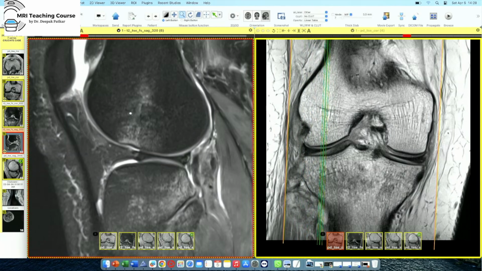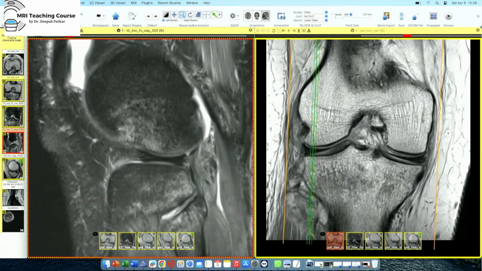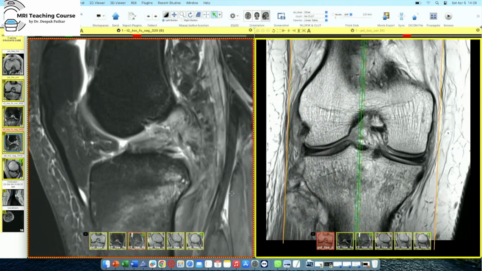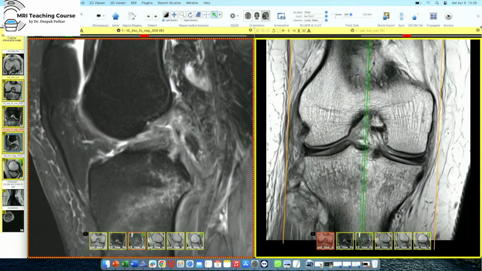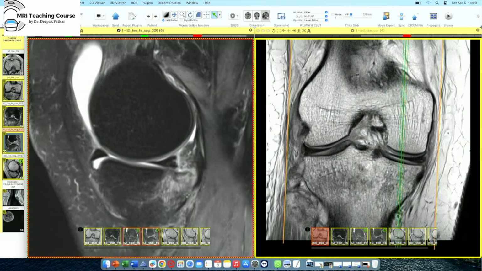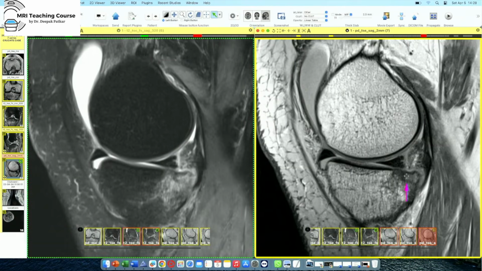Anterolateral femoral edema, posterolateral tibial edema. There is fibular head edema. There is some fibular fracture over here. Now as I go inside, you can see that there is a complete tear of the proximal third fibers of anterior cruciate ligament. If I go further medially, there is a posteromedial tibial edema with a subchondral fracture.